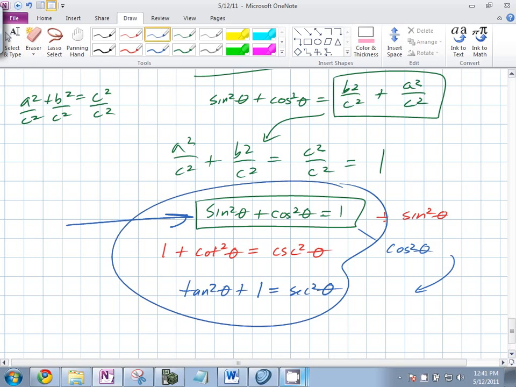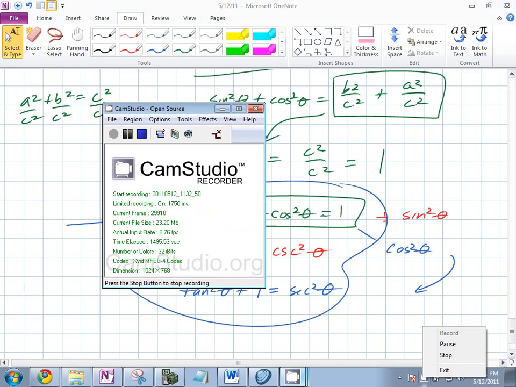Good? So you feeling okay about these trig identities? Ish? Ish, ish, ish?